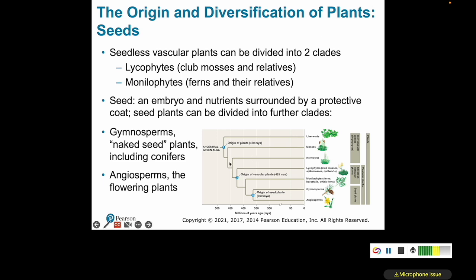So if we go from our ancestral green algae, we have the non-vascular plants, our liverworts, mosses, and hornworts. Then the vascular plants would be lycophytes, which would be the club mosses, spike mosses, and quillworts. The monilophytes, which are ferns, horsetails, and whisk ferns. And seed plants, which are our gymnosperms and our angiosperms.